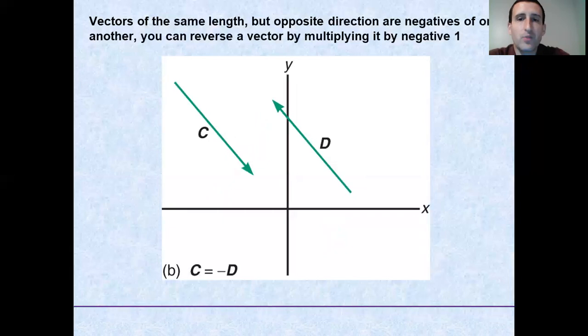And the other thing is, what do negative signs mean for vectors? Obviously, a negative sign is not going to change the length of a vector, but the negative sign will change the direction. So C is pointing down and to the right. D is the same length, but pointing up and to the left. So C is equal to negative D. If you stick a negative sign on a vector, you just change its direction.